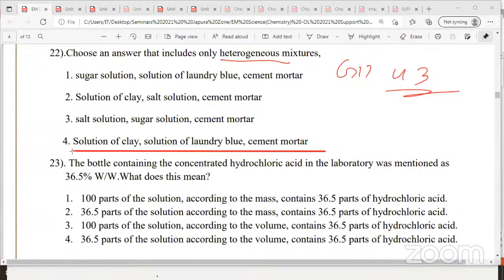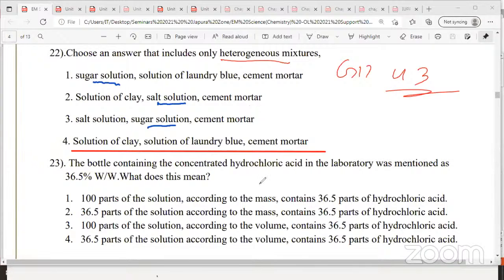Solution of clay, solution of laundry blue and cement mortar, heterogeneous. Why can't you take the first answer? Because glucose solution is homogeneous. Why can't you take the second answer? Salt solution is homo. I'll underline why you can't take them, because if you have marked the other answers, you can check. Why can't you take the third answer? Again, glucose solution is homogeneous.